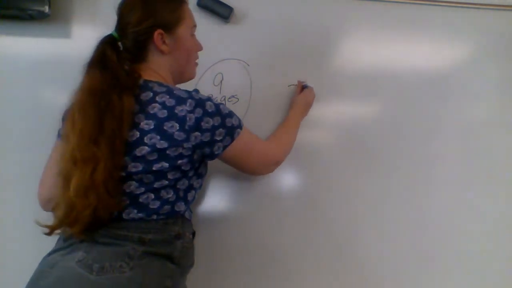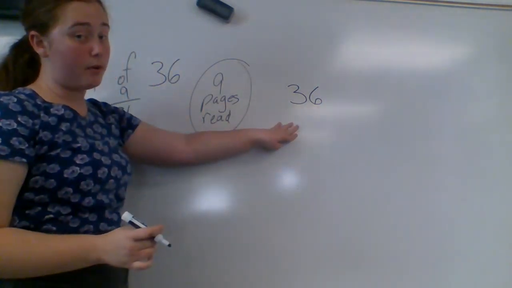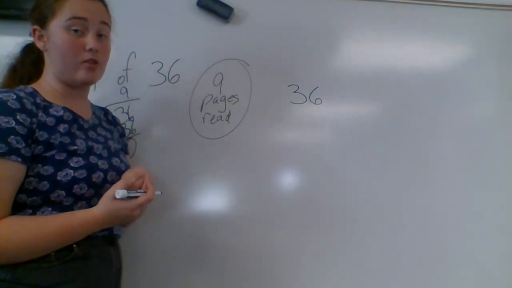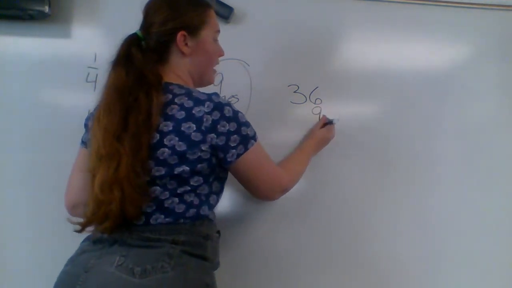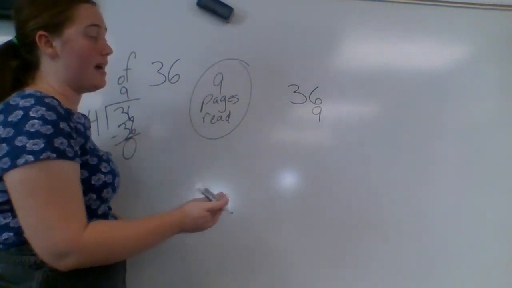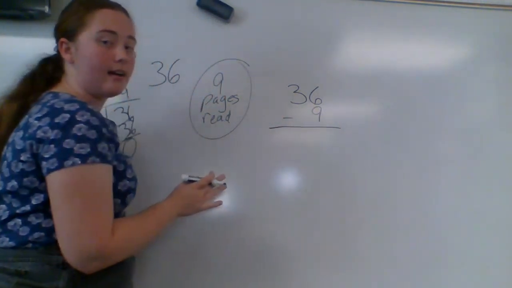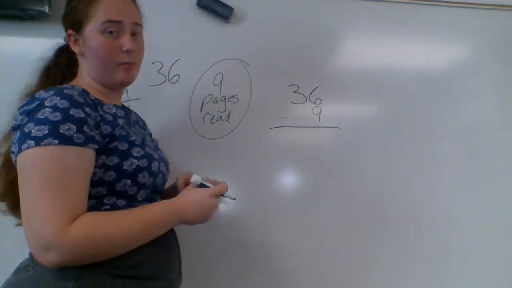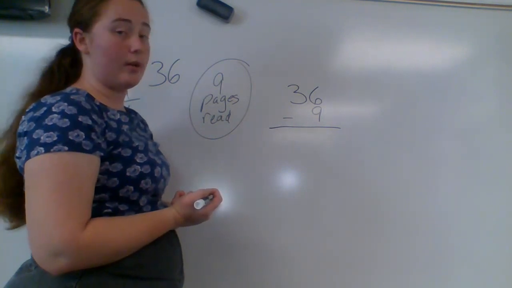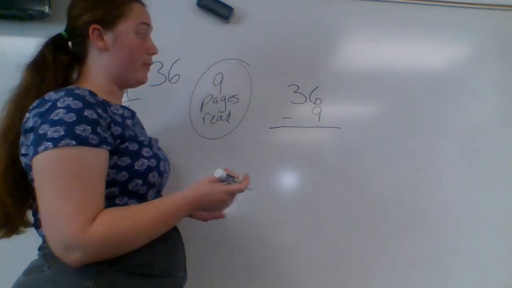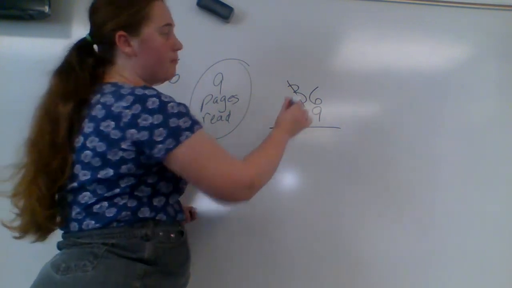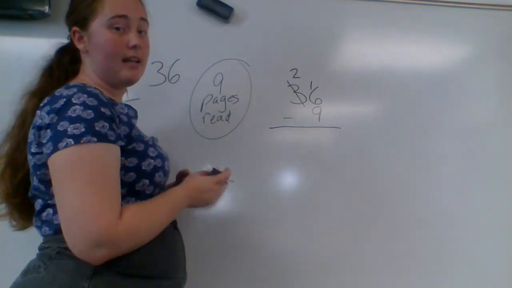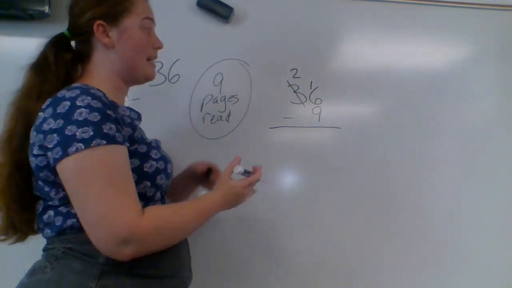So I have 36, because that's how many pages are in the book, and then I have how many pages she's read so far. Well, I just found out how many pages she read. So I have 9, and of course have left tells me I need to subtract. So 36 minus 9, well, 6 minus 9, we can't do that. So we're going to have to do what? Right, we're going to have to borrow. 3 is going to become 2. 6 is going to become 16. And now I have to do 16 minus 9.